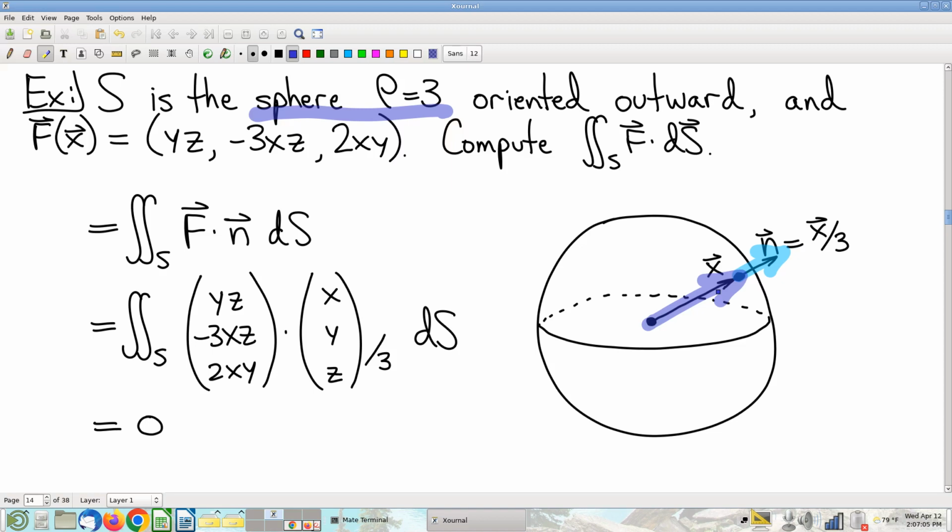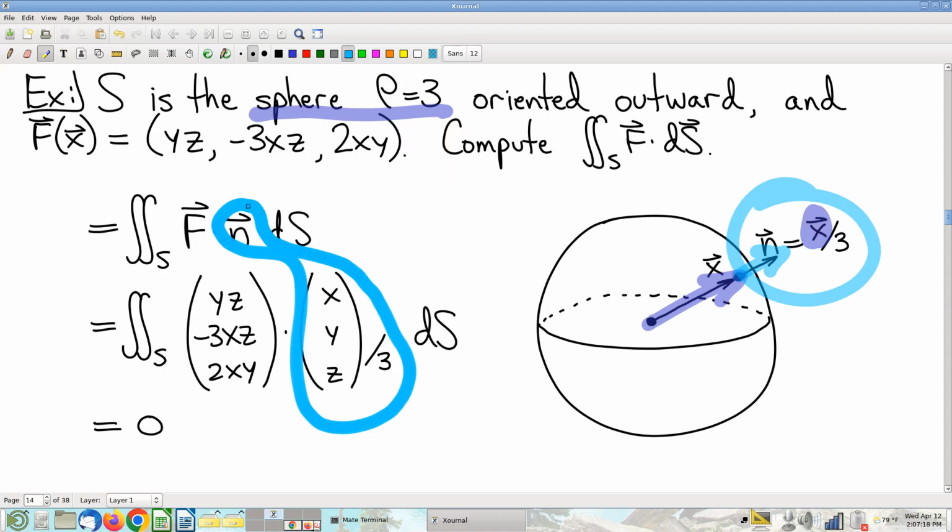So, if I know that this normal vector is a multiple of the x vector, and I also know that its magnitude is 1, it's pretty easy to write down exactly what the formula is for that normal vector. That unit normal vector is that right there.